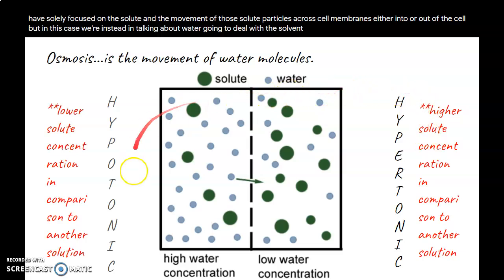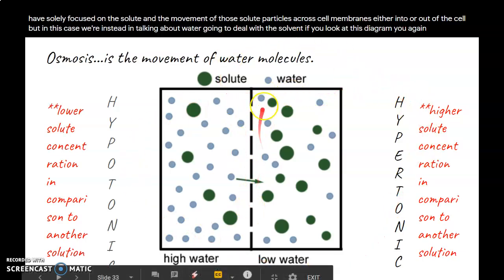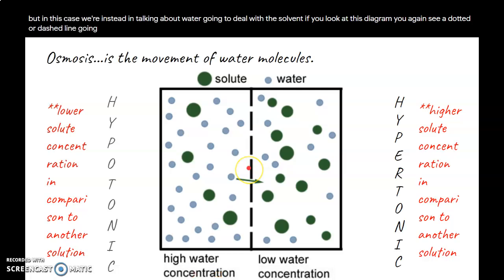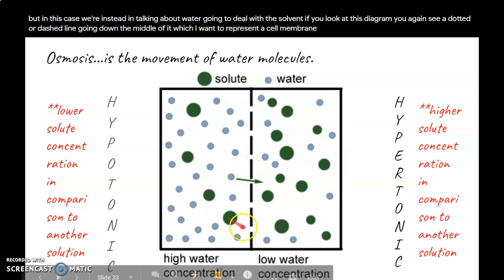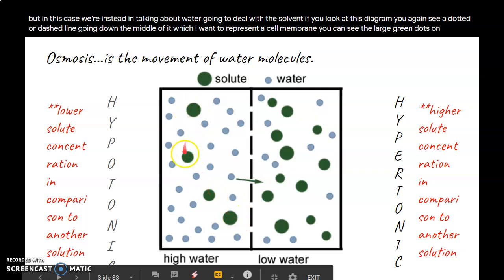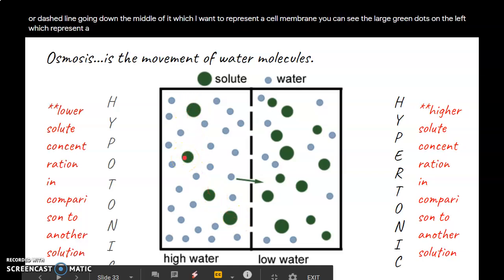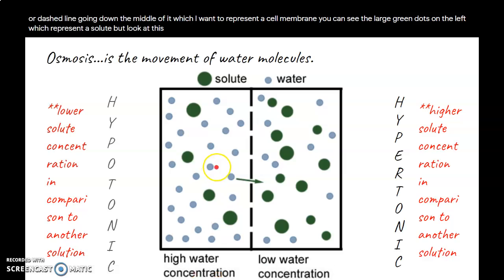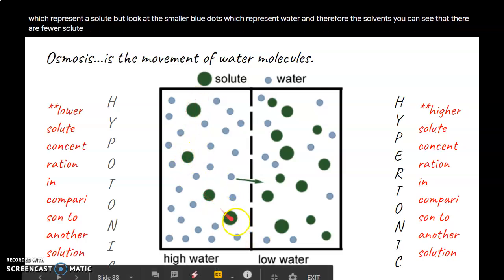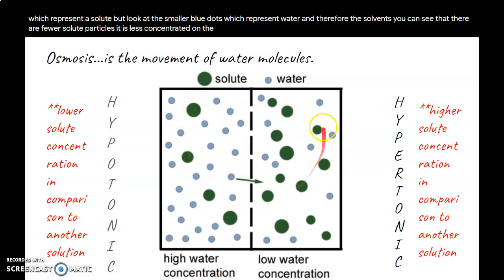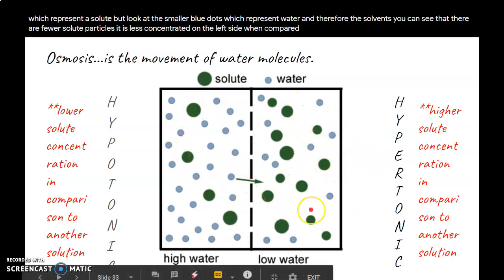If you look at this diagram, you again see a dotted or dashed line going down the middle of it, which I want to represent a cell membrane. You can see the large green dots on the left, which represent a solute, but look at the smaller blue dots, which represent water, and therefore the solvent. You can see that there are fewer solute particles. It is less concentrated on the left side when compared to the right.